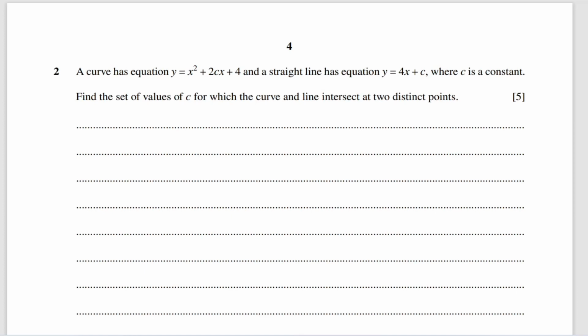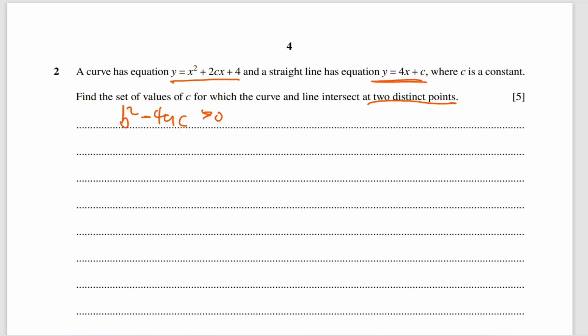So the first question says that the curve with this equation, and then there's another straight line here, we should find the values of c for which the curve and the line intersect at two distinct points. That's the most important thing. When two curves or two lines or a line and a curve are intersecting and we are told that we have two distinct points, we use the discriminant to make our argument, that b squared minus 4ac is definitely going to be greater than 0.